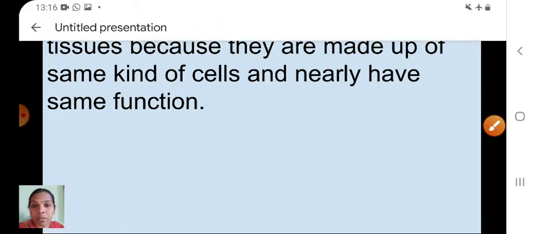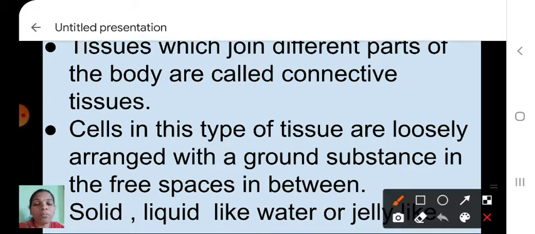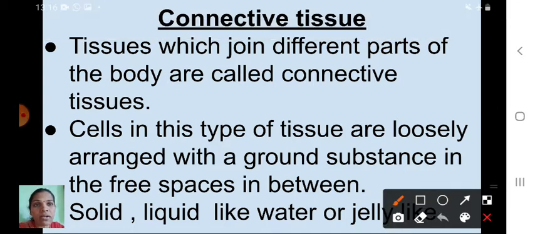Today we will discuss connective tissue: what is meant by connective tissue and what types there are. Tissues which join different parts of the body. Connective means connection. You know the meaning of connection, isn't it? So tissues which join different parts of the body are called connective tissue. Which tissues join the different organs of our body? Connective tissue.